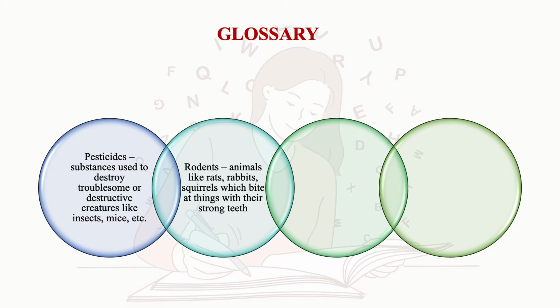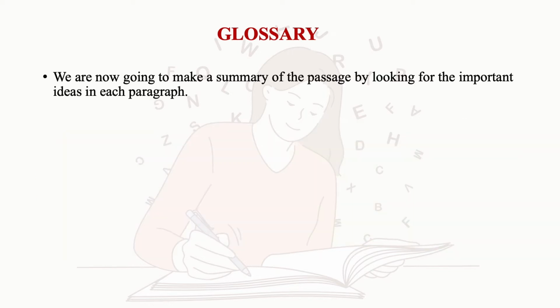The next word is strains, which means varieties. And the last one is resistant to. It means offering resistance to, opposing, and not being affected by. We are now going to make a summary of the passage by looking for the important ideas in each paragraph. Let's do paragraph 1.